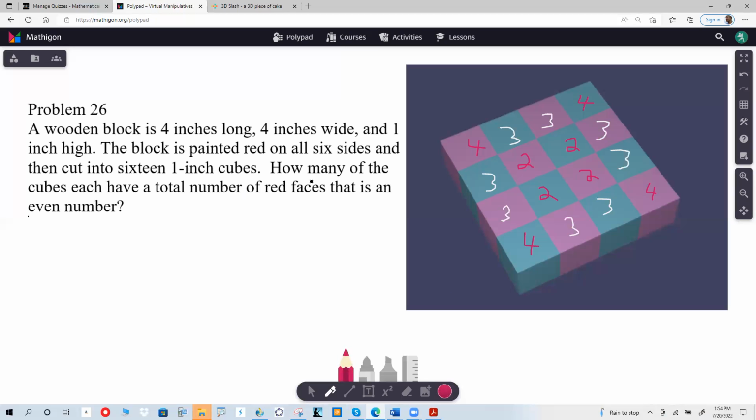Now, how many of the cubes have a total of even numbers of red faces? You're only interested in 2s and 4s, right? 2 is even, 4 is even, 3 is not. How many of these unit cubes will have 2 or 4 faces? The answer is 8. That makes a lot more sense.